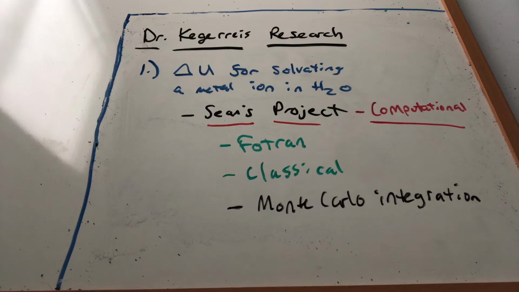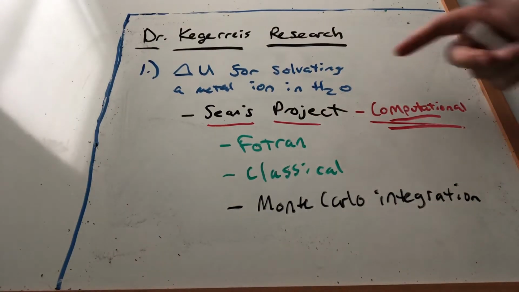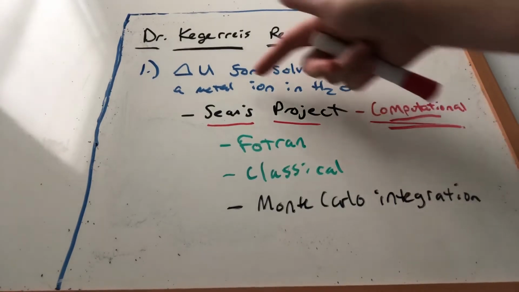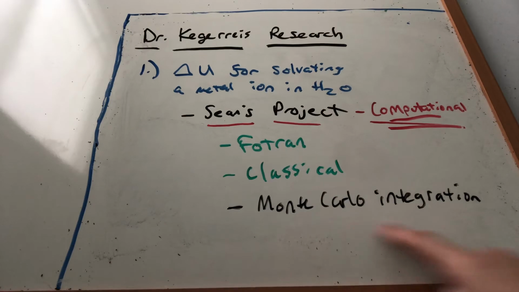All right. If you're interested in pure computational work, which I don't think there is any of you, but just in case, you can zoom into me. We can talk about it more. But like I said, it's using Fortran to do a classical simulation for a metal in water, and then looking at the energy difference. And the technique that we're going to use is Monte Carlo integration.